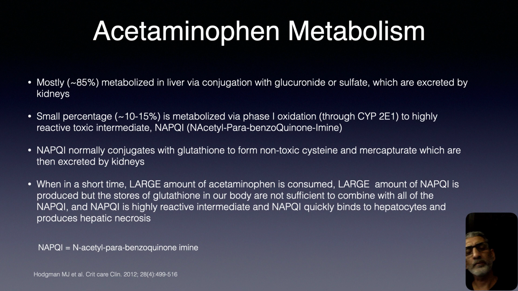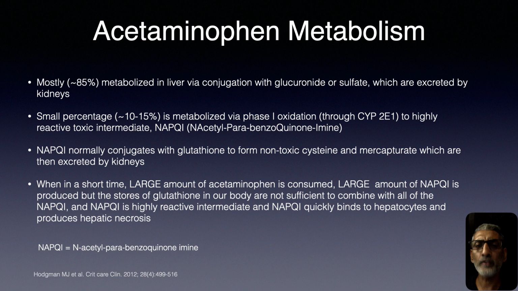When it comes to metabolism, about 85% gets metabolized in the liver via conjugation through glucuronidation and sulfation, which are then eliminated by the kidney. A small percentage, about 10 to 15%, is metabolized by phase 1 oxidation through the enzyme cytochrome P2E1 to a highly reactive toxic intermediate called NAPQI. NAPQI stands for N-acetyl-para-benzoquinone imine. NAPQI normally conjugates with glutathione to form non-toxic cysteine and mercapturic acid conjugates, which are then eliminated by the kidney.